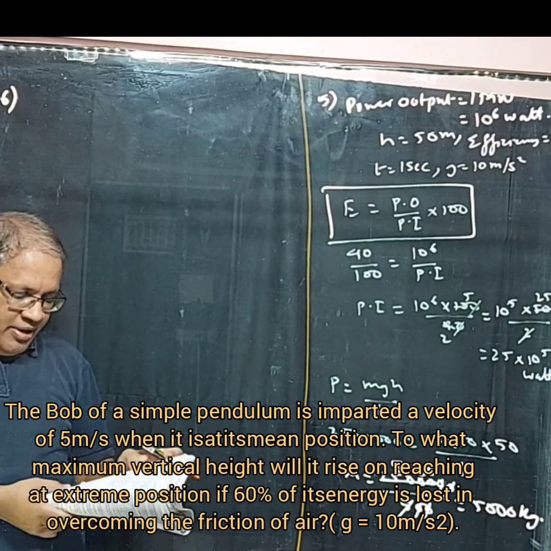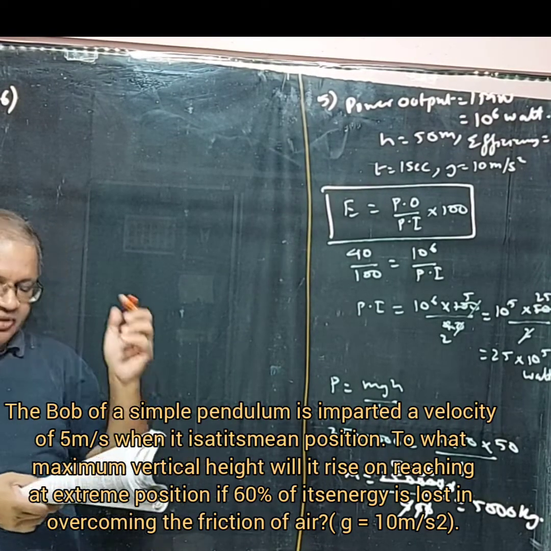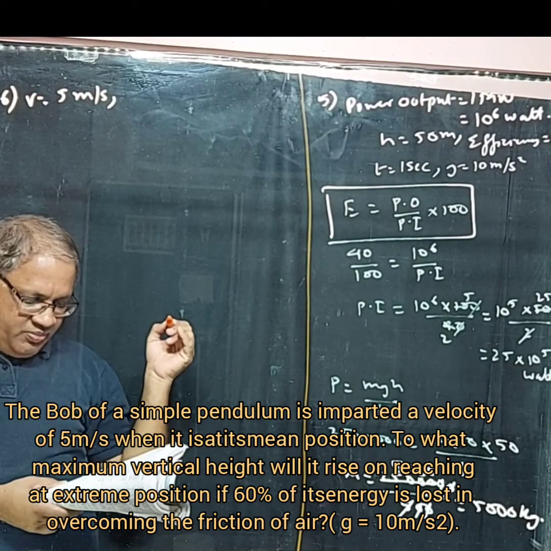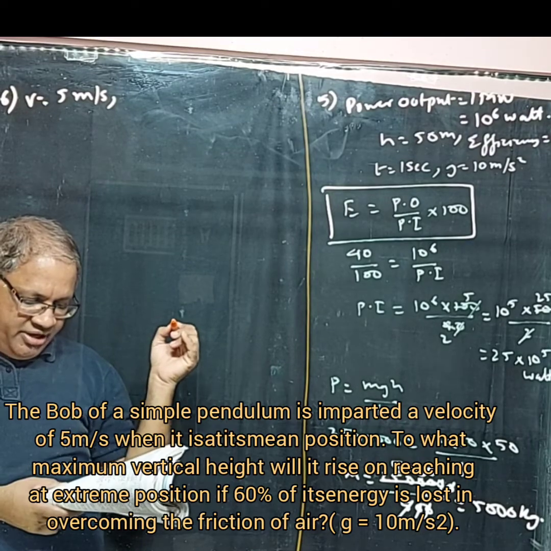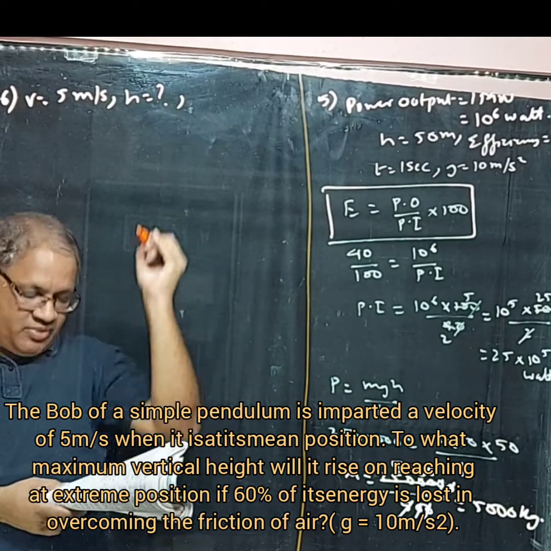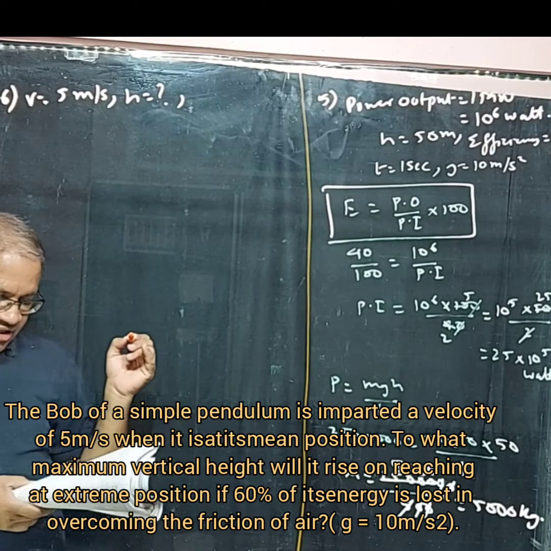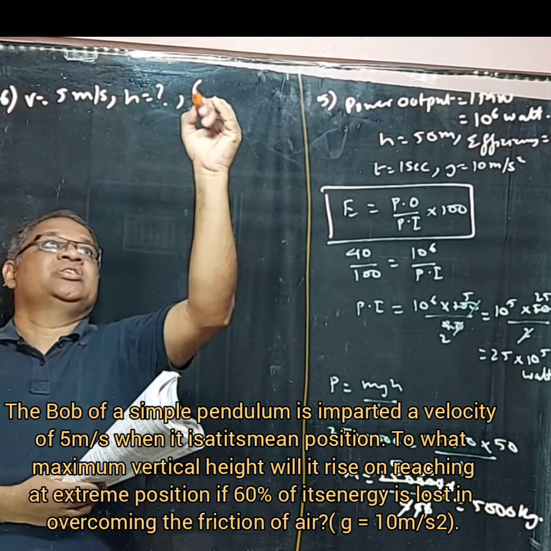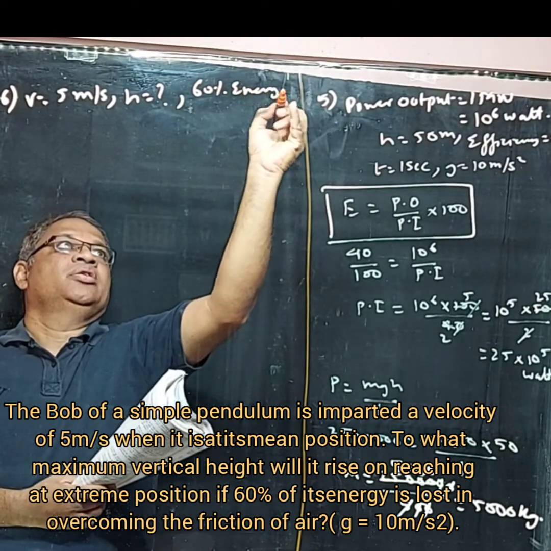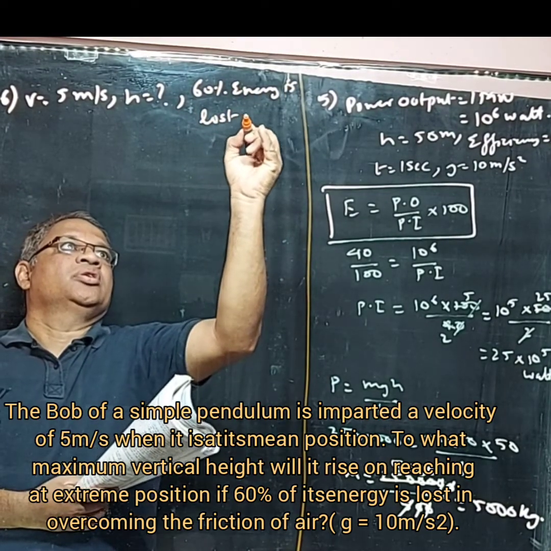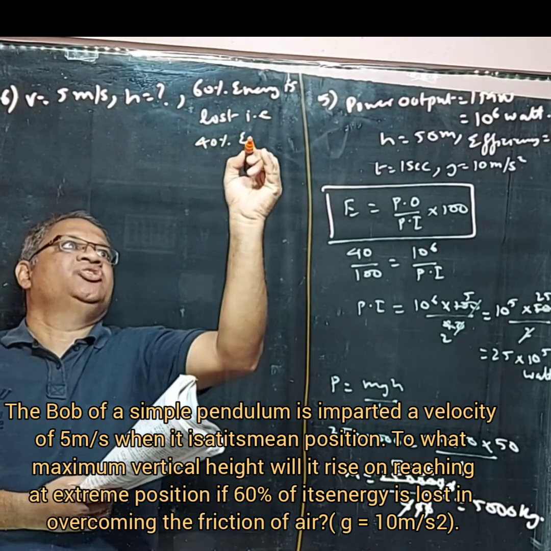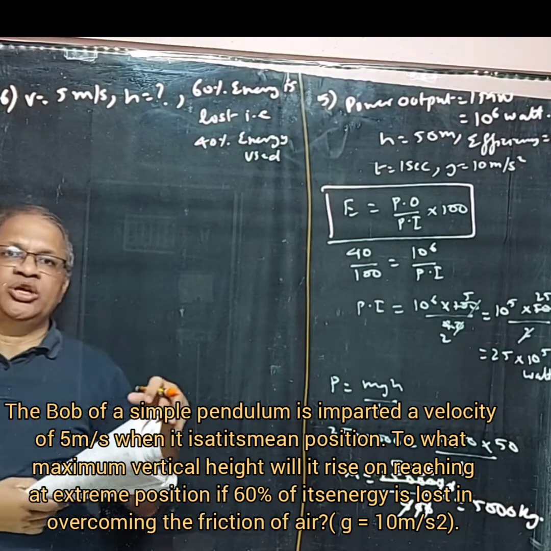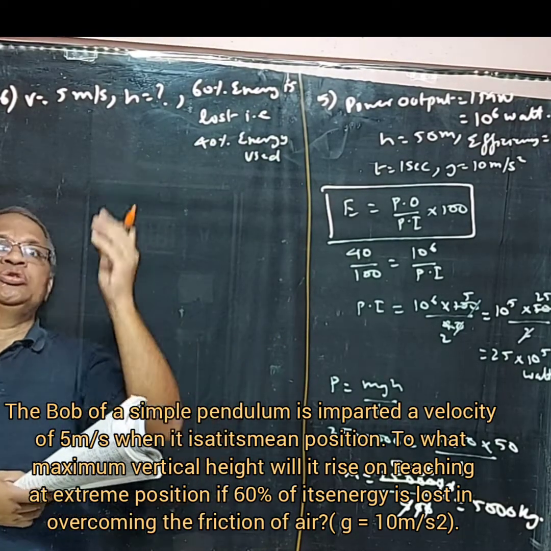A bob of simple pendulum is imparted with a velocity of 5 meter per second when it is at its mean position. To what maximum height will it rise, if 60% of the energy is lost in overcoming the friction? So velocity is 5 meter per second, h is equal to question mark. 60% energy is lost, that is 40% energy used. Alright, 60% is lost, 40% is used. Energy we use is half mv square.